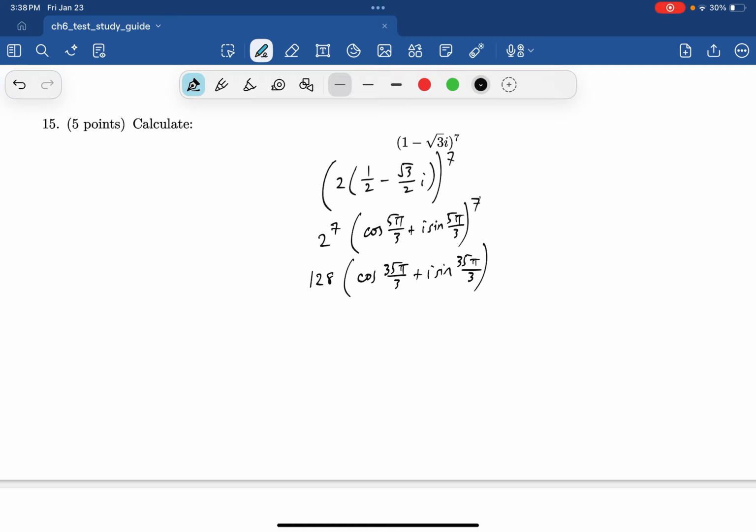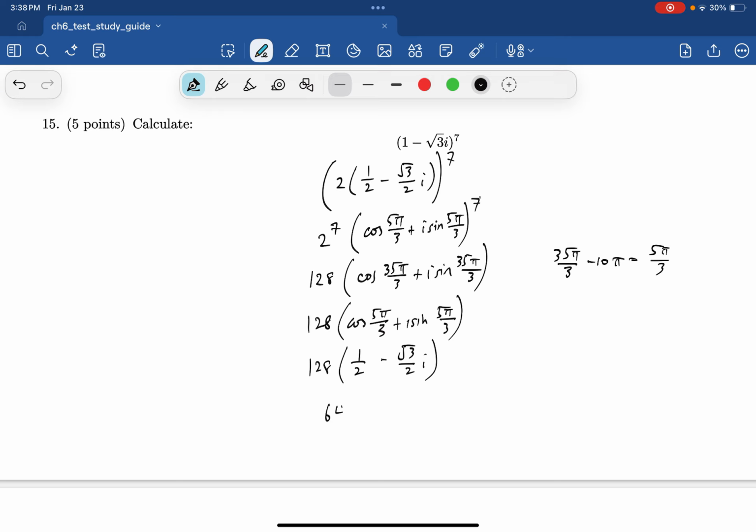Now 35 pi over 3 is equal to 5 pi over 3. Subtract 10 pi. So that is going to be 128 times 1/2 minus root 3 over 2 i, which is 64 minus 64 root 3 i.